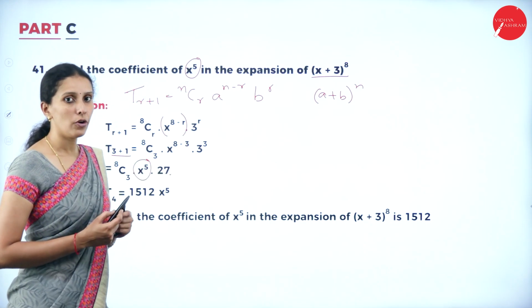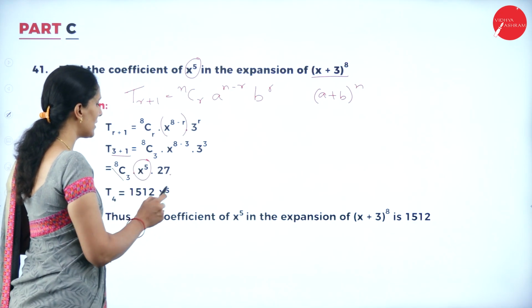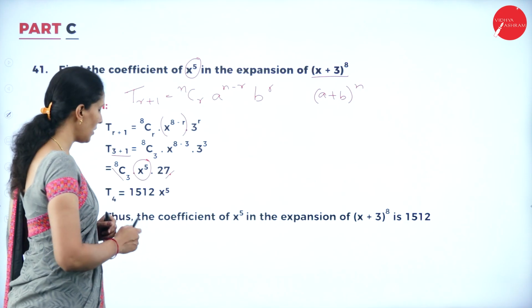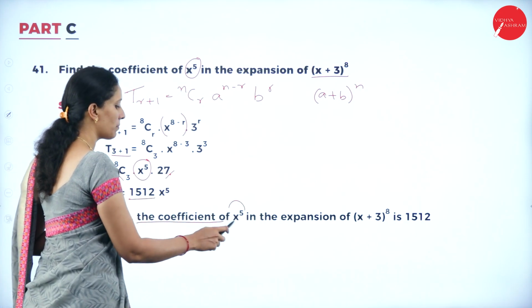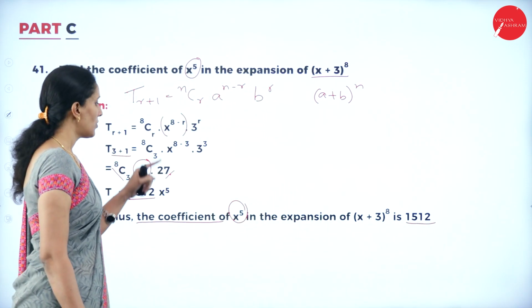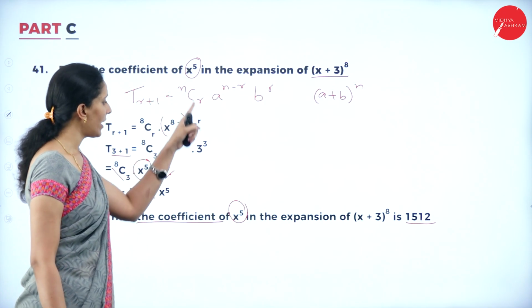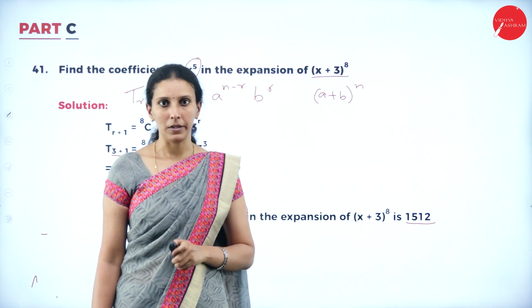Now we need to find the coefficient. So leaving this x power 5, calculate 8C3 multiplied with 27. You will get 1512. Hence, the coefficient of x power 5 in the expansion is 1512. So by finding r, you will get the coefficient of the required variable.